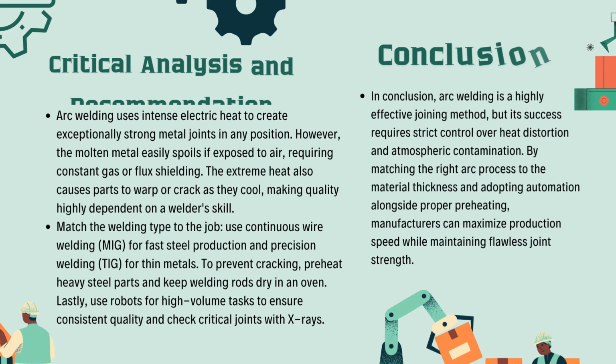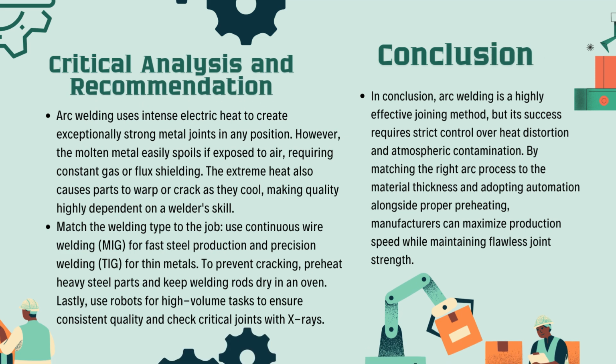In conclusion, welding is one of the most important manufacturing processes because it produces strong and permanent joints for a wide range of engineering applications. Each welding method has its own strengths and is suitable for different materials and production requirements. For example, MIG welding is ideal for high-speed production, while TIG welding is preferred for precision work and high-quality finishes.